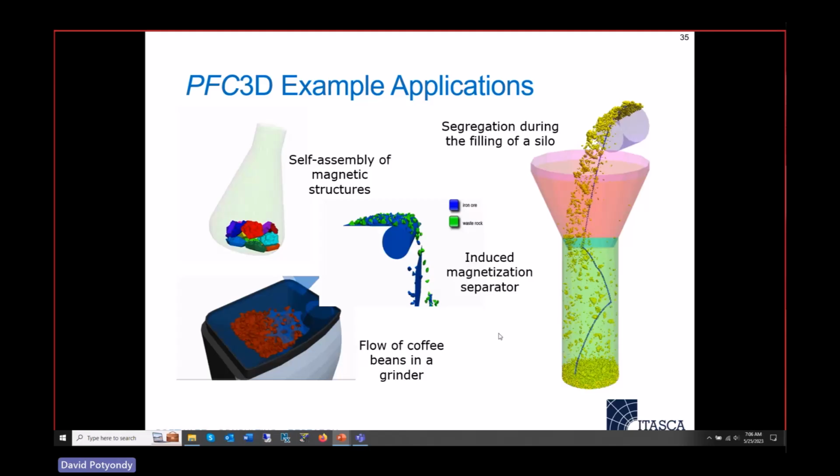There are other things that people have done, where you can put in magnetic forces acting on the system. You do that with a bunch of FISH functions. This is looking at a grinder, coffee beans, and now we're going to look at a few examples.